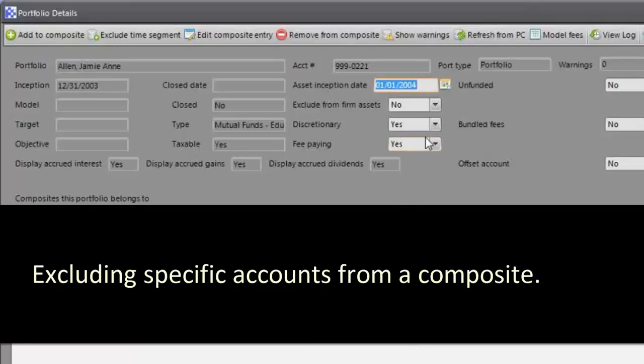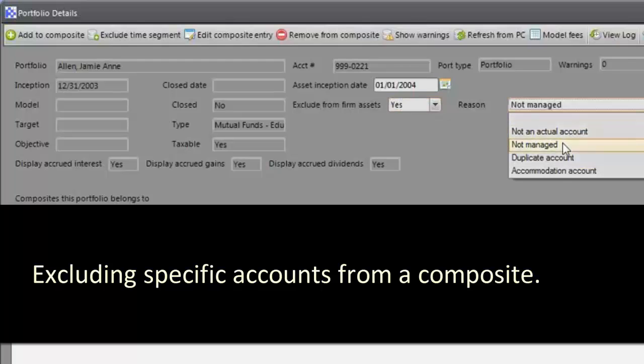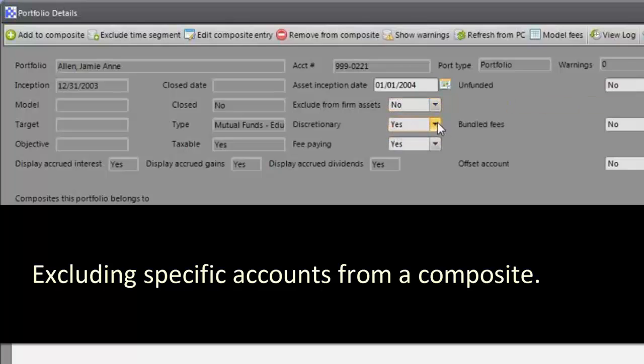And so what we've done is, for example, if you've got an account that's carried only as an accommodation to a client, you can exclude that account from firm assets. You can say that it's not managed. You notice the timeline at the bottom of the screen turned from red to gray, indicating that it cannot be included in a composite. And then likewise, if we change this back to yes, if an account is non-discretionary.